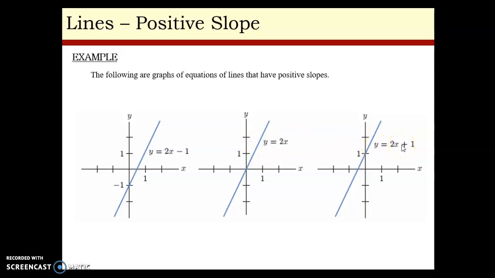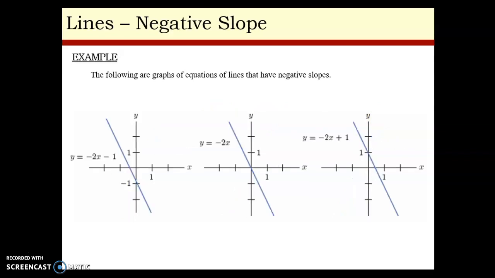y equals 2x plus 1. So it's going to hit the y-intercept right here at 1. Okay? So you look at, again, the slope, up 2 over 1. So those are examples of lines that have positive slopes.